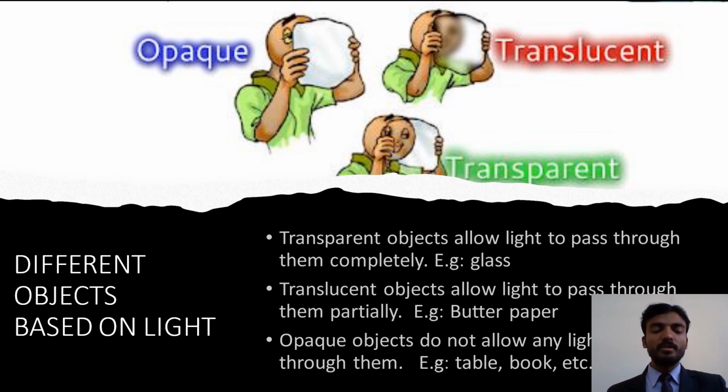Talking about different objects based on light. There are three kinds of objects: opaque, translucent, and transparent. Transparent objects allow light to pass through them completely. An example is glass. Translucent objects allow light to pass through them partially, not completely. An example is butter paper. Opaque objects do not allow any light to pass through them. Examples are a table, book, wood, etc.